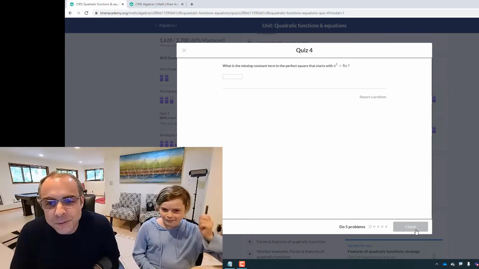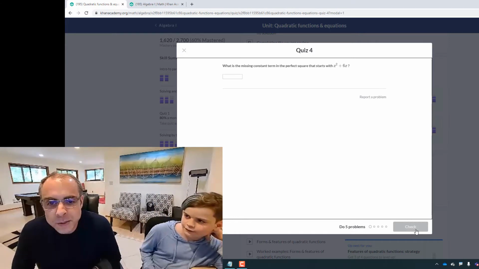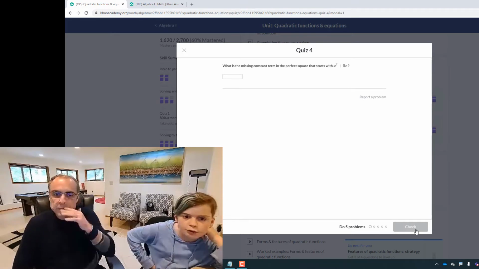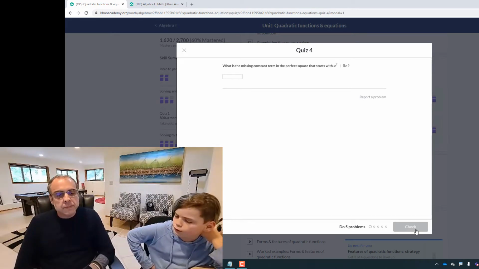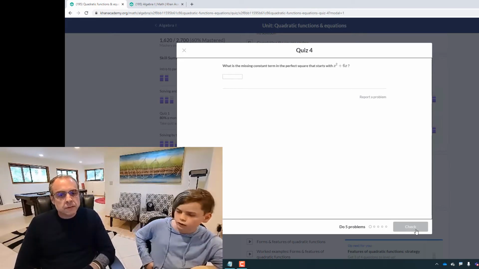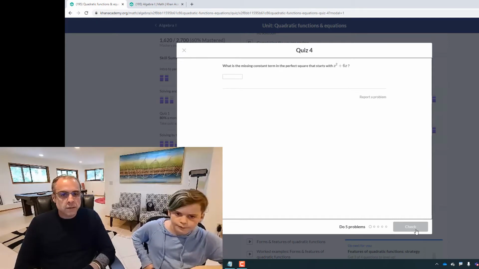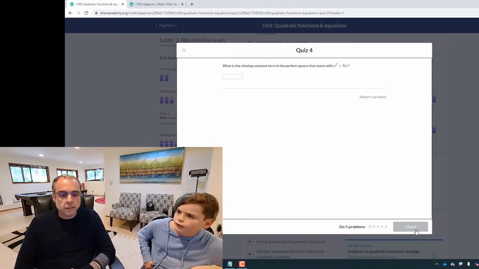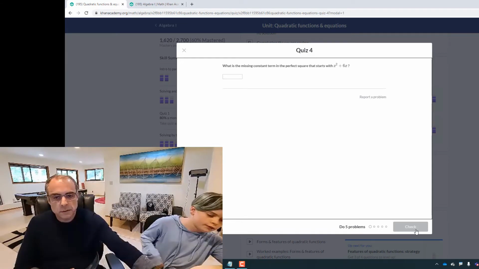What is the missing constant term in the perfect square that starts with x squared plus 6x? Is it 3? Or it's 3 squared? Yeah, it's 3 squared. So what's that as a constant term? You don't write 3 squared, do you? You just write whatever 3 squared is. Oh, no, 9. Yeah.